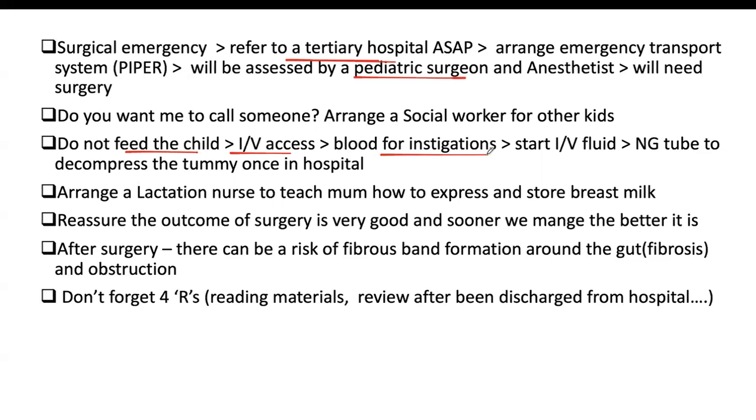Please understand that the outcome of this kind of surgery is very good. And the sooner we manage, the better it is. The surgeon will discuss in detail what he's going to do and what could be the risks associated with it. And then they will go from there.